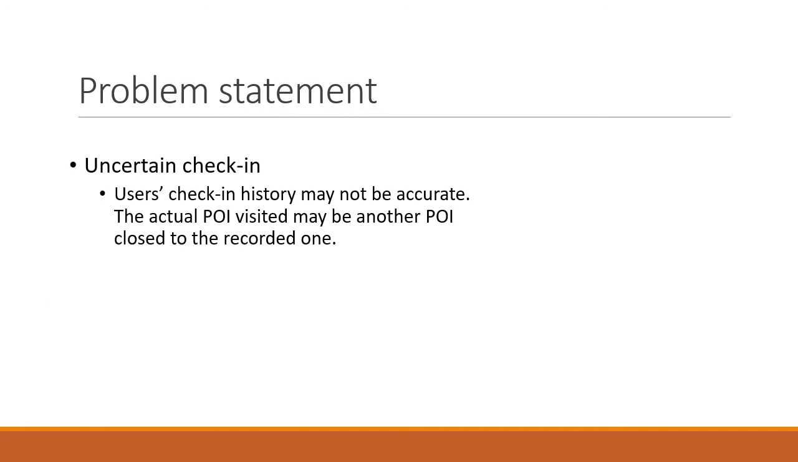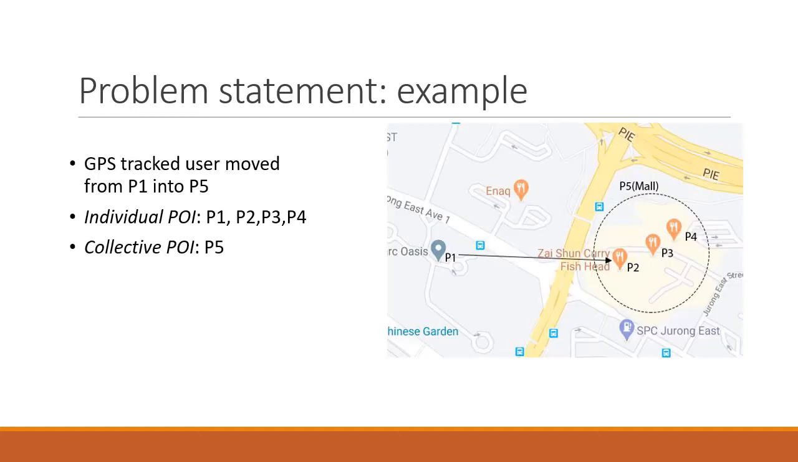The current POI recommendation system assumes that the user's check-in history is accurate. However, it may not be true all the time. Sometimes, we may only know the rough position of the user, but not which POI he actually visited, because of the nature of the data recording mechanism or the inaccuracy of the data recording process. To better illustrate this problem, let us take a look at an example.